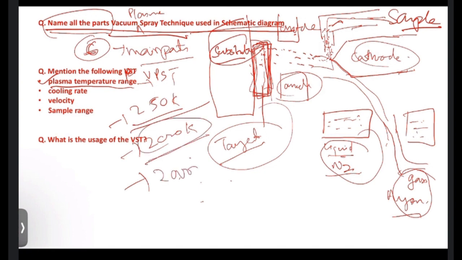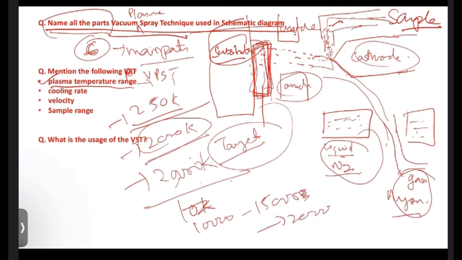Correct answer is 20,000 Kelvin. It can range from 10,000 Kelvin to 15,000 Kelvin, and in some cases 20,000 Kelvin. This is the temperature range of the plasma. Our room temperature is at 273 Kelvin.